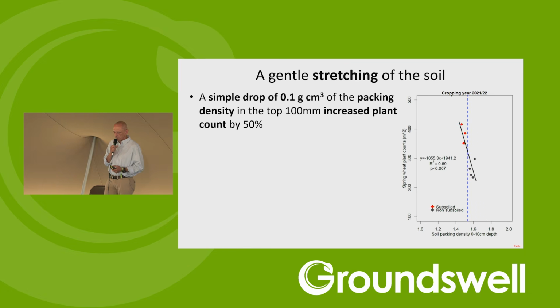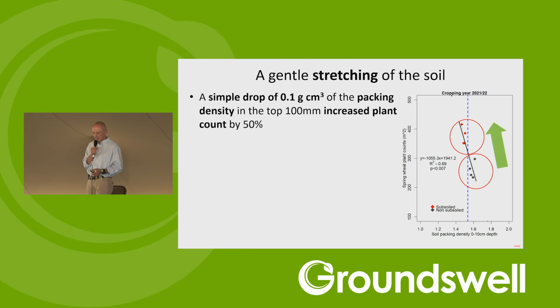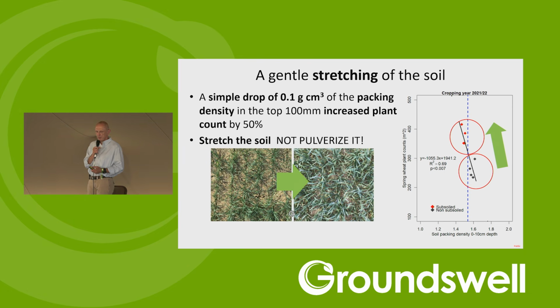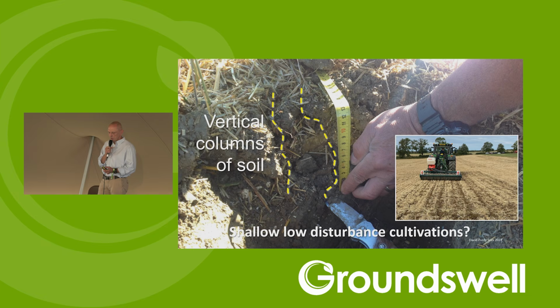So what we found is a simple drop of 0.1, so very, very little drop of packing density in the top 100 millimeters, increased our plant count by 50%. It's quite dramatic. Okay, so we've gone from there to there. It's a very small stretching of the soil. We don't pulverize it, we don't bubble it up, and we've doubled our plant counts. And we haven't lost carbon. So we have to make the system work. It's a practical system. We'd love to go to no-till completely, but we're very often, especially in dry springs, presented with this challenge.